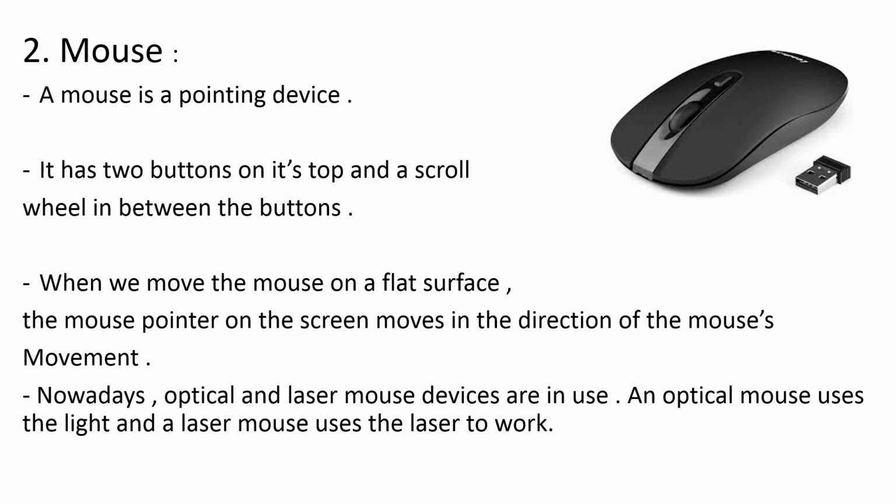Now mouse is a pointing device. It has two buttons on it. One is the left button, one is the right button, and a scroll wheel in between. That scroll wheel is used to move the screen upwards or downwards. When we move our mouse in the right direction, the arrow on the screen also moves towards the right direction. Means the direction in which our mouse is moving, the arrow on the screen also moves in that direction.